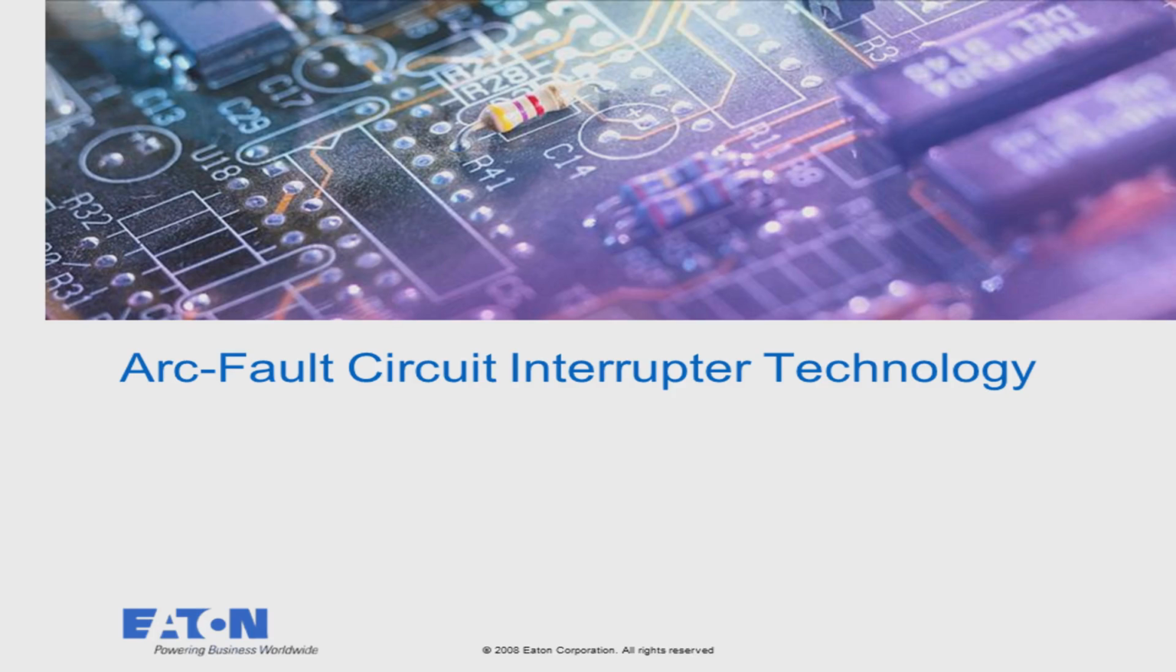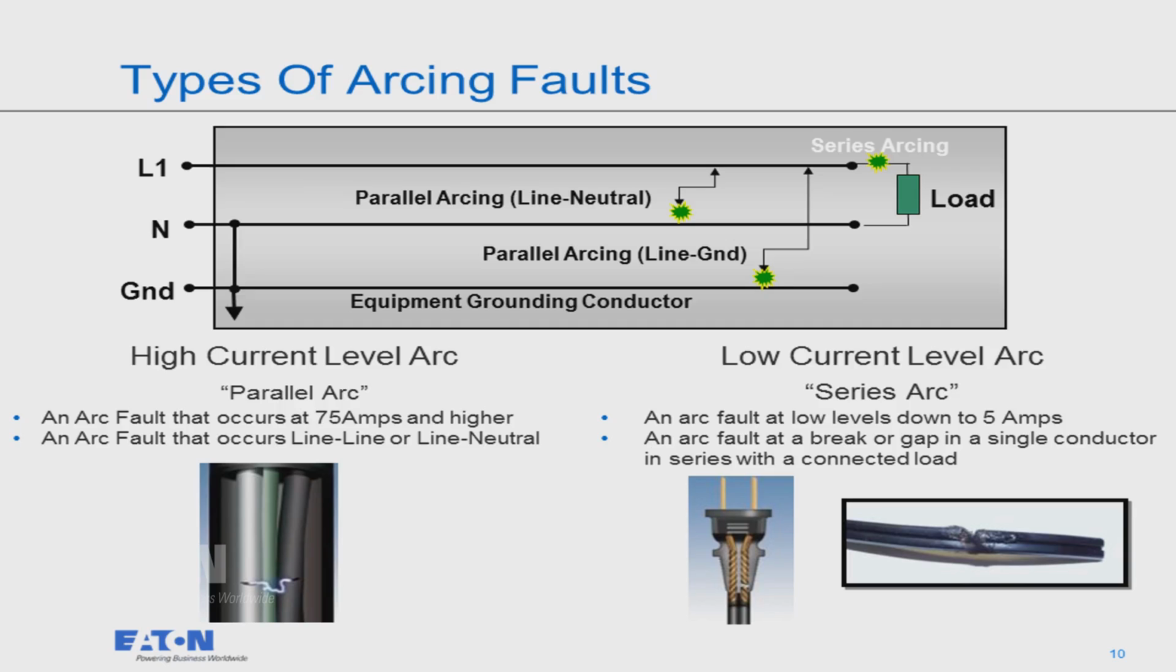I want to take a look at that for a second. The types of arcing faults we're looking at are these high current level parallel arcs and also these low current level series arcs. The parallel arcs are what we've typically looked at with arc fault circuit interrupters in branch circuit wiring.